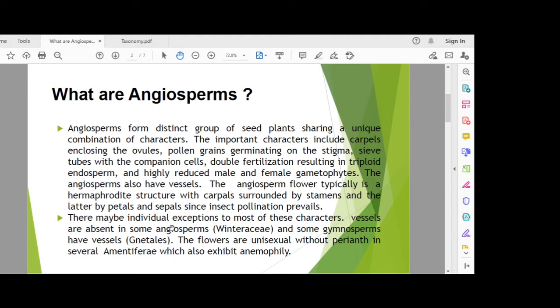Now, there may be individual exceptions to most of these characters. Vessels are absent in some angiosperms, like members of the family Winteraceae, which is a primitive family, and some gymnosperms have vessels, like members of order Gnetales. The flowers are unisexual without perianth in several Amentiferae, which also exhibit anemophily. So these are certain exceptions.